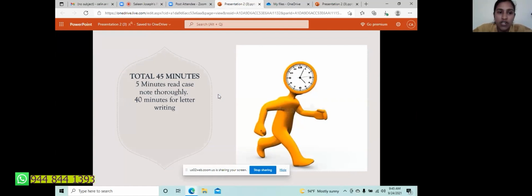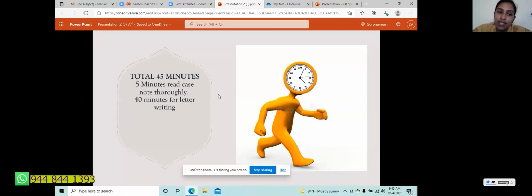Okay. Regarding the preparation, the total time for the OET writing task is 45 minutes. In that, we get 5 minutes to read the case note thoroughly. You have to use it wisely, because if you do not read the case note properly, you will miss so many relevant points. So for those 5 minutes you have to concentrate actively and read with full concentration. Otherwise, you can lose that task. So the first important thing is to read it properly.